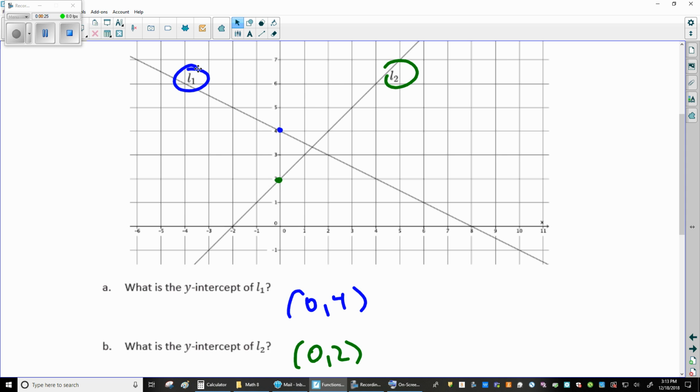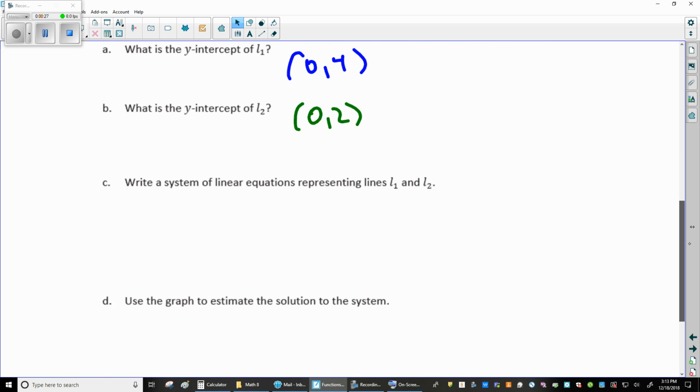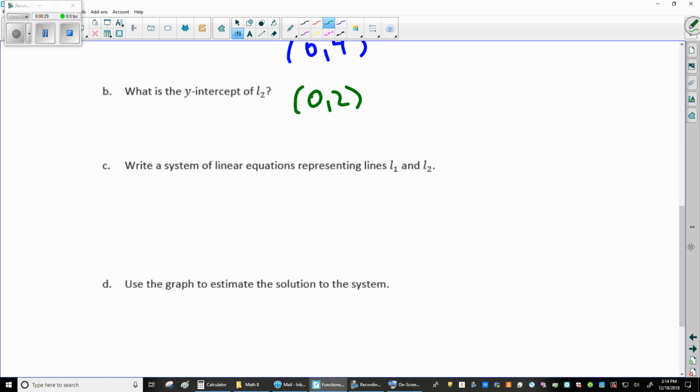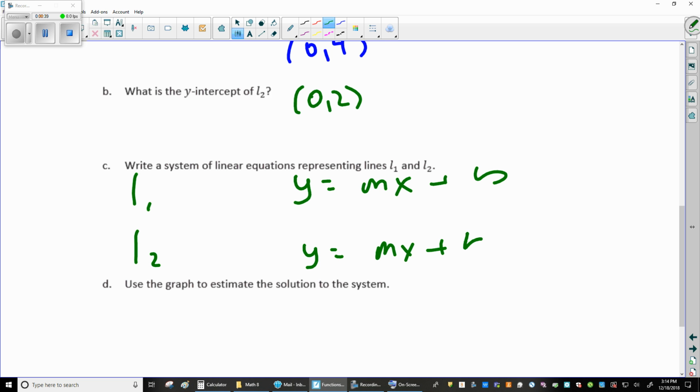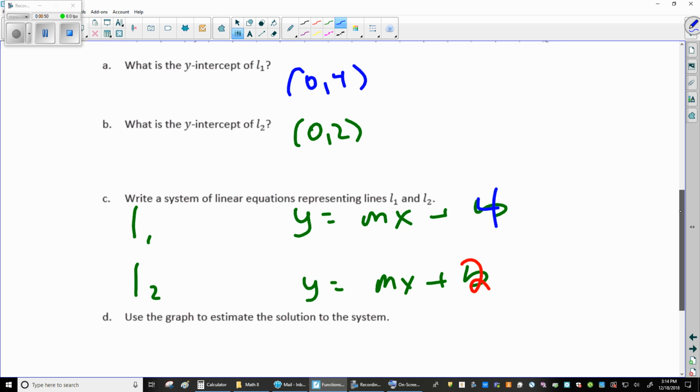C, I think, asks for the equations of the two, right? So for line 1 and line 2, it wants the equations. They're just both y = mx + b's. And I already said that line 1 had a y-intercept of 4, and line 2 had a y-intercept of 2. I'll do that one in red. Change it up. And then let's just go back up here and find the slope.